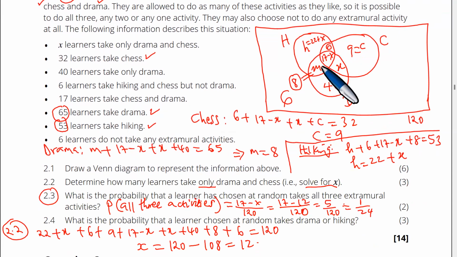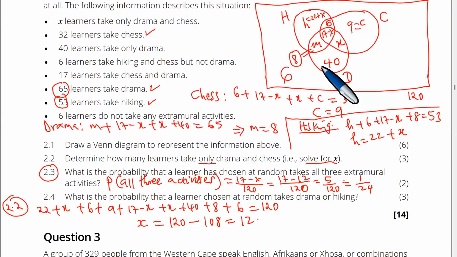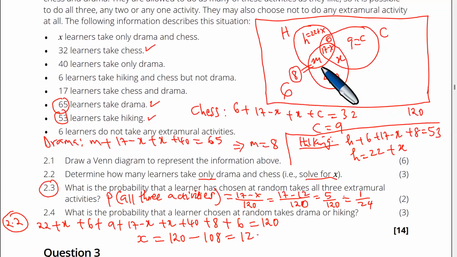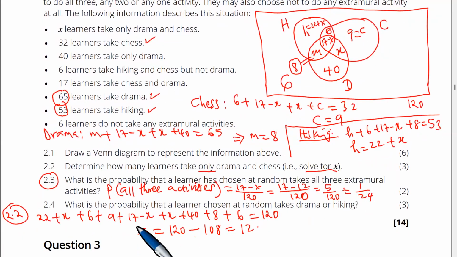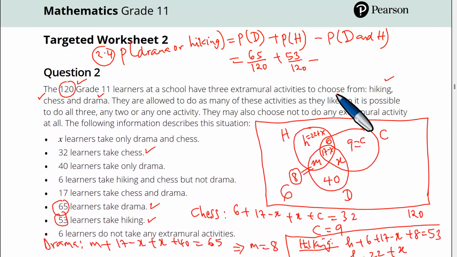Is it 12 plus 8? No, this is 8 plus 5, because we got that x is 12. So you say 17 minus 12, which is 5. 5 plus 8 is 13. Good. So those that take drama and hiking, it's going to be 13. This is 5 plus 8, which is 13. So you have 13 out of 120.